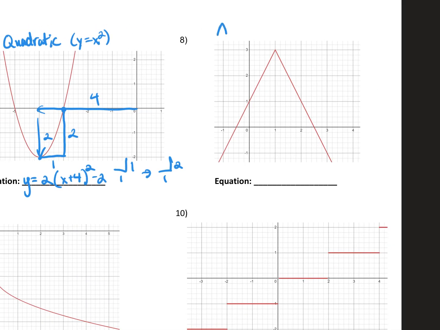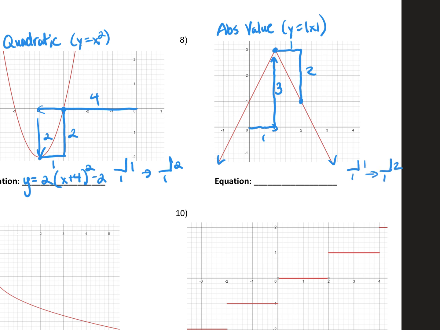Number 8, absolute value. Again, notice that we are shifting right 1, up 3. It's vertically reflected since the absolute value is opening downwards. And then to get from our base point to our next known point, it's not 1 by 1, it is 1 by 2 again. So absolute value of 1 is 1. We can see here it's 1 by 2.